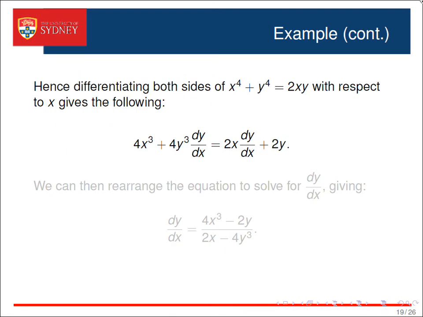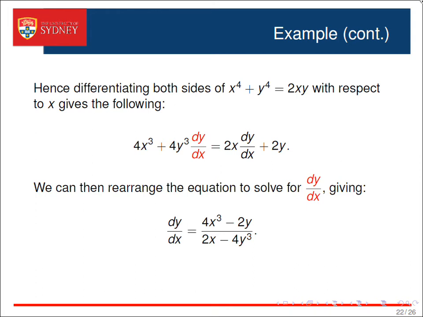Hence, differentiating both sides of the equation with respect to x gives the following, where in the previous slide, we worked out the derivatives of the terms y to the power of 4 and 2xy. We can then rearrange this equation to make dy dx the subject, therefore completing the differentiation.